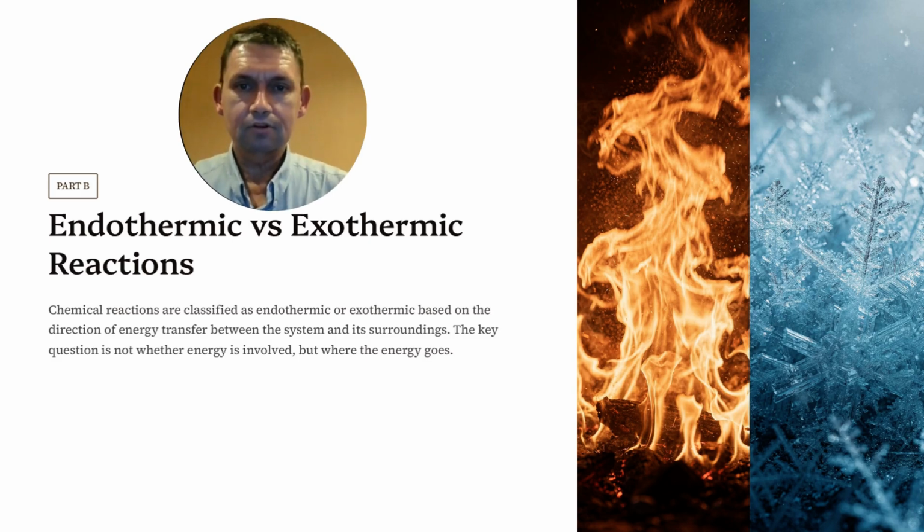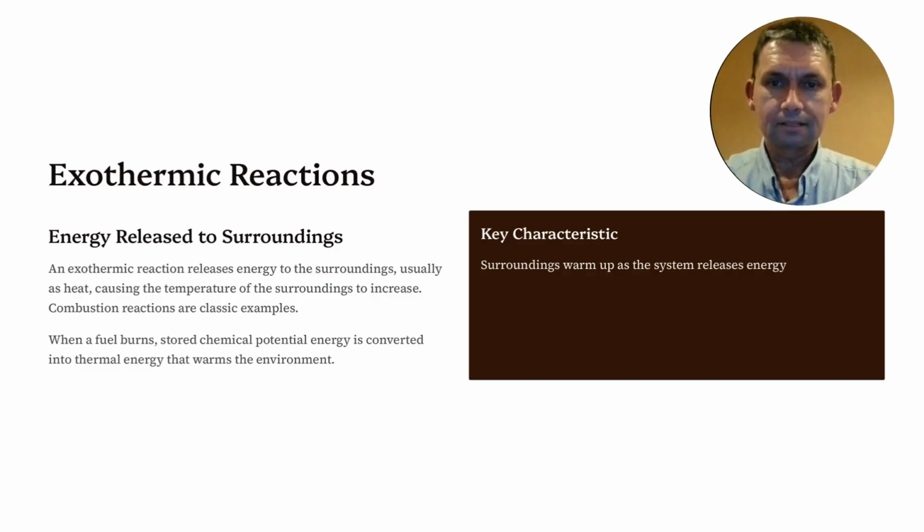Reactions are classified by the direction of energy transfer between the system and its surroundings. The key is not whether energy is involved, but where the energy goes. Exothermic reactions release energy to the surroundings, usually as heat, so the surroundings warm up. Combustion is the classic example. Fuel burns and stored chemical potential energy is converted into thermal energy that warms the environment.